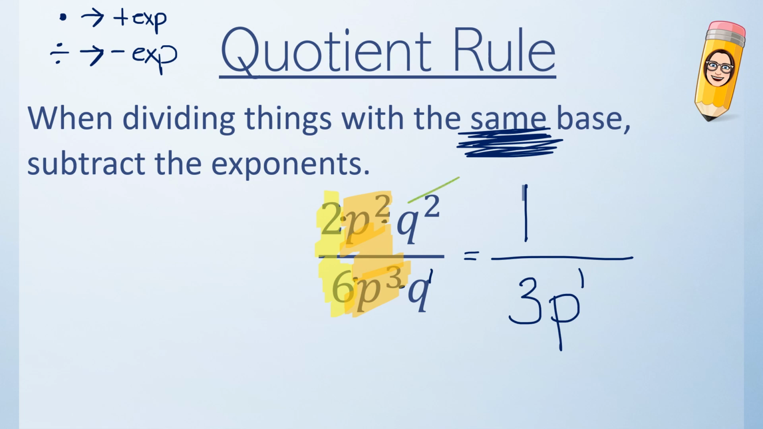All right, and then let's talk about the q's. So q squared over q to the first. That means q is larger in the numerator, and 2 minus 1 is 1.